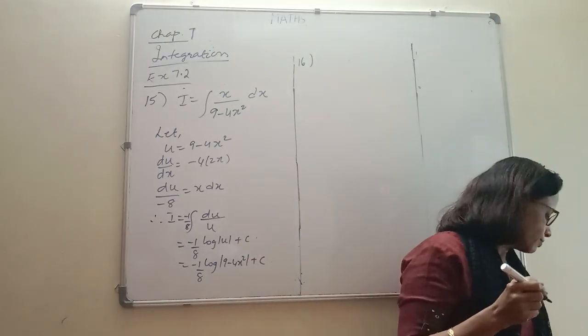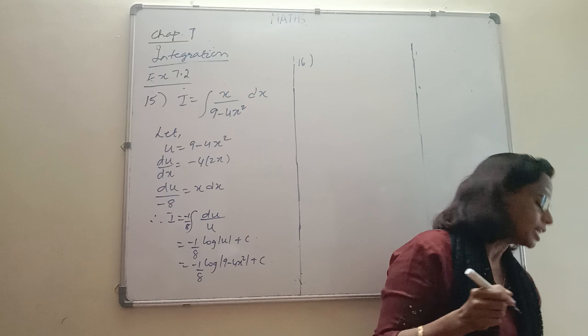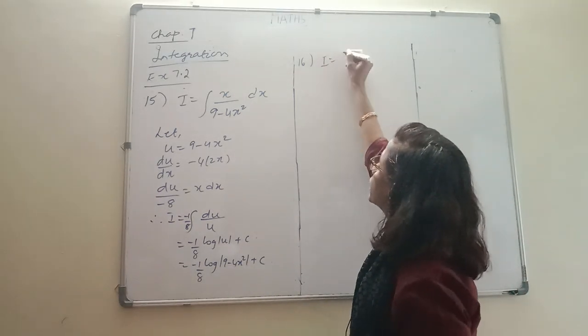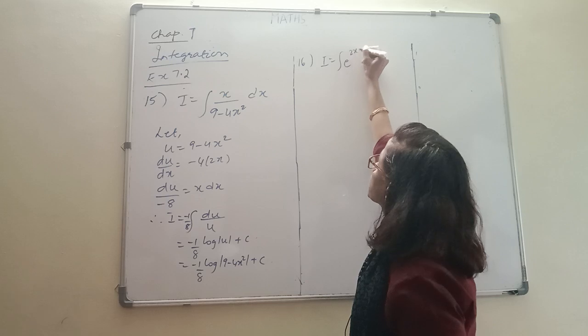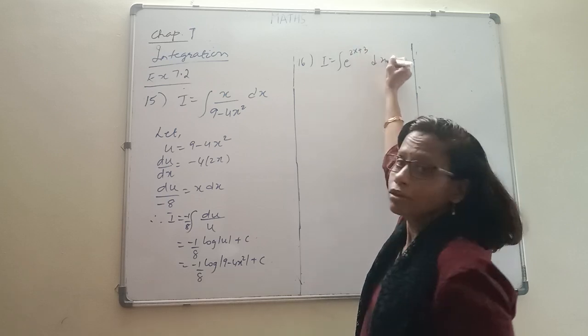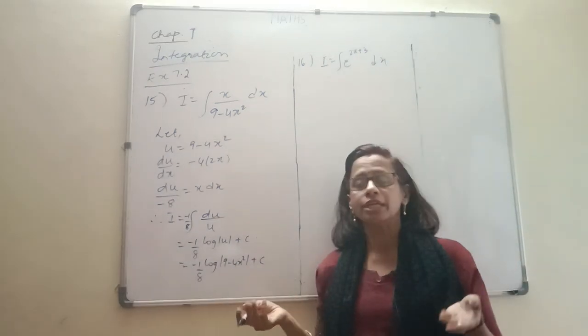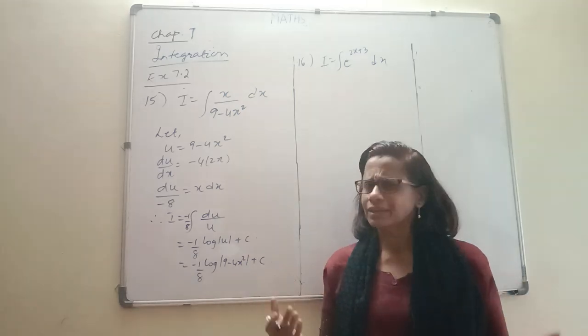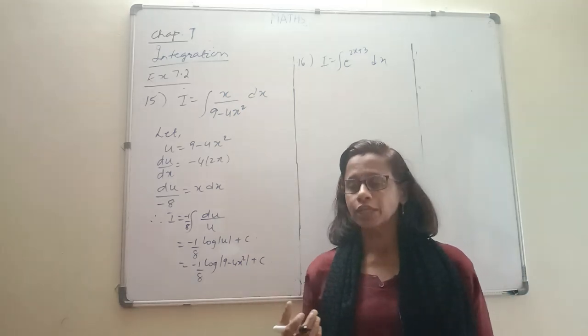It says that we have I as e raised to 2x plus 3. Another very simple function. I equals the integral of e raised to 2x plus 3. Had we got the integral of e raised to x, we know the integral is going to be e raised to x itself. But here it is e raised to 2x plus 3. So another equivalent form. So let's see now what we can do over here.